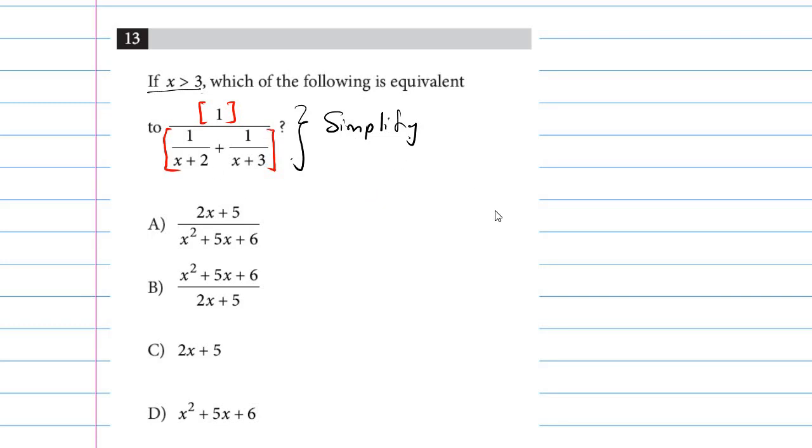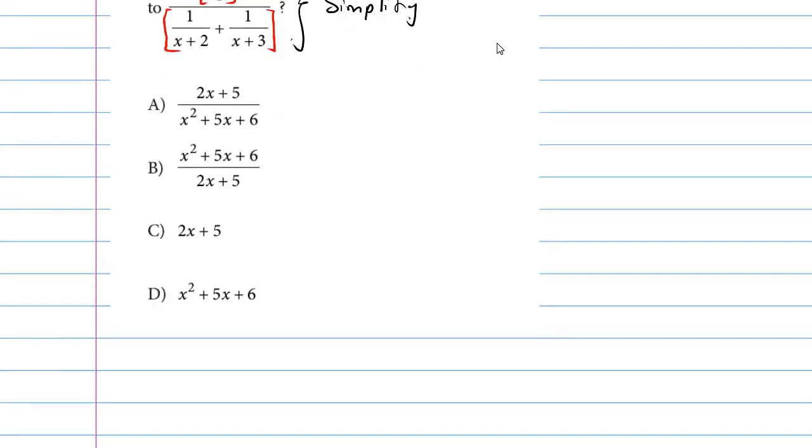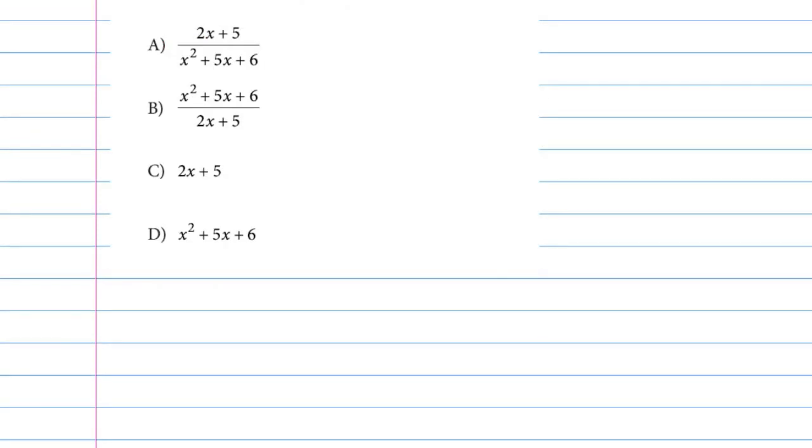So we'll just work out the denominator first. I'm just going to write out the denominator in two different colors for clarity. I'm going to have x plus 2 over here, and then plus 1 over x plus 3. So just going to write it like this.